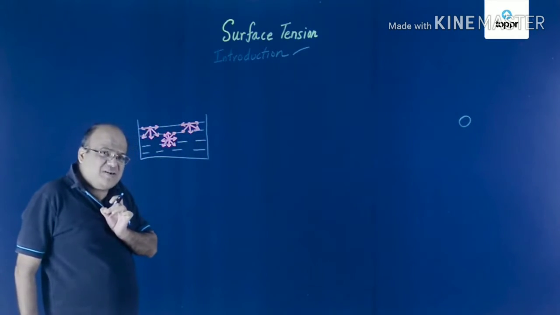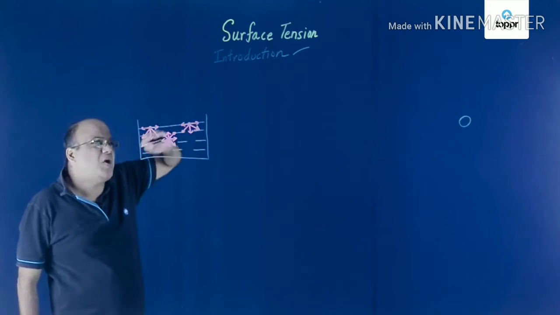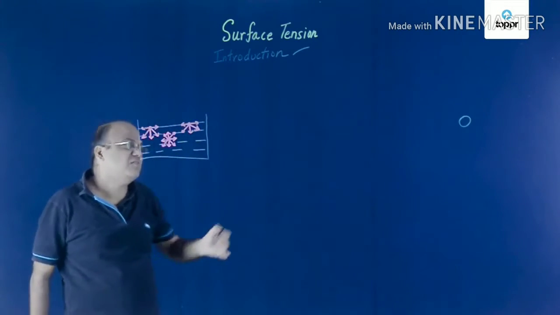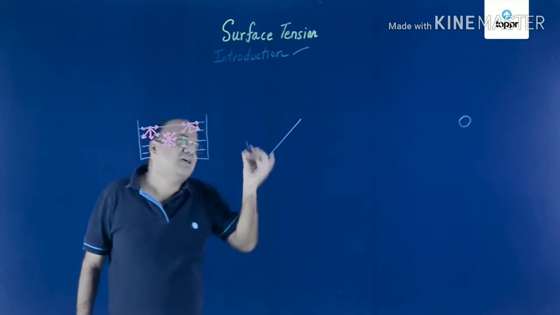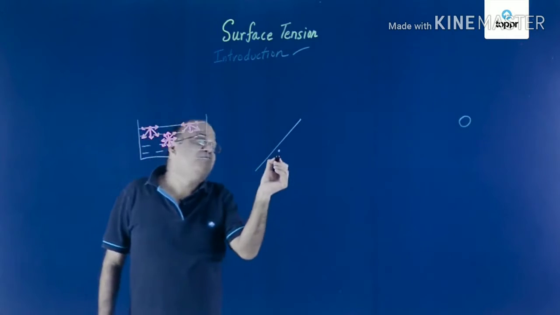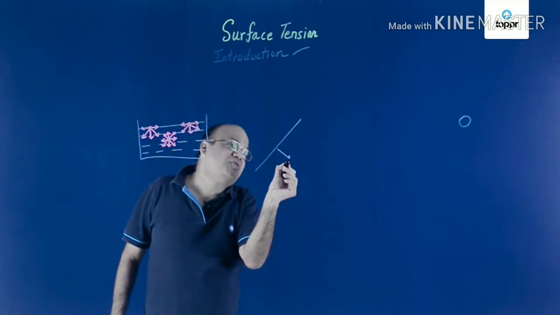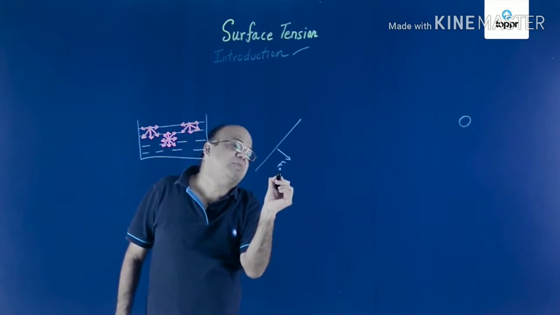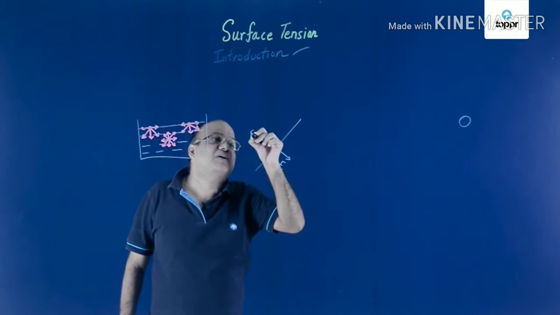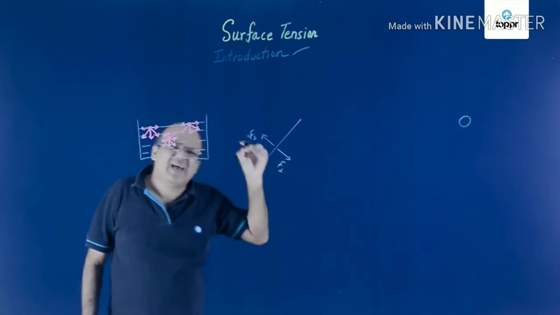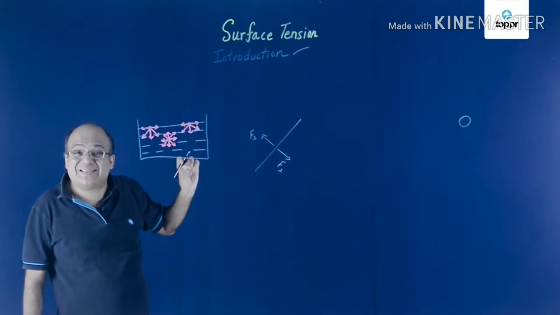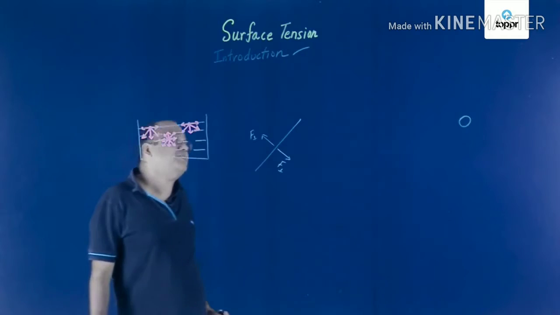Now, how do you measure surface tension? You draw an imaginary line on the surface of a liquid. So imagine that you have drawn this imaginary line on the surface of a liquid. We find the force perpendicular to this line. There will be force perpendicular to the line on this side and force perpendicular to the line on that side. This perpendicular force per unit length is what is called surface tension.